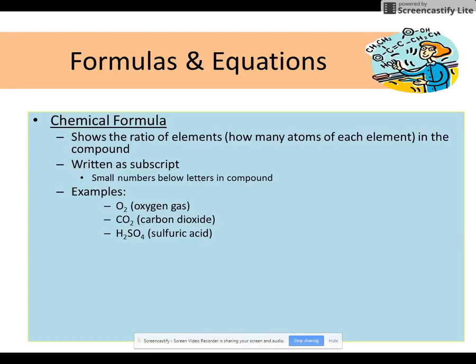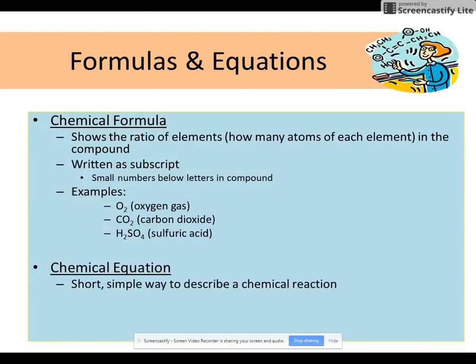H2SO4, sulfuric acid. Can you tell me how many different elements are in sulfuric acid? Yeah, hopefully you said 3. You don't see any lowercase letters, right? So those are 3 capital letters. Therefore, those letters represent 3 different types of atoms, or 3 different elements. Can you tell me how many atoms are in sulfuric acid? Alright, hopefully you figured out that there are 7 atoms total: 2 hydrogen, 1 sulfur, 4 oxygen.